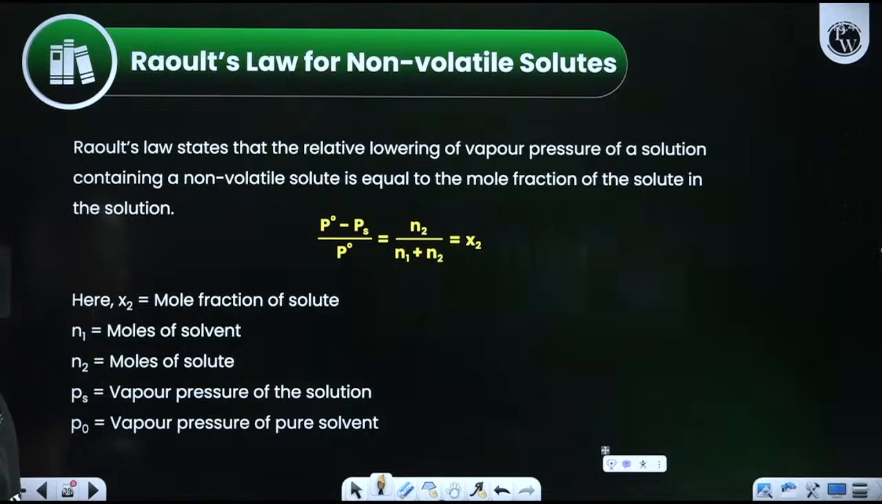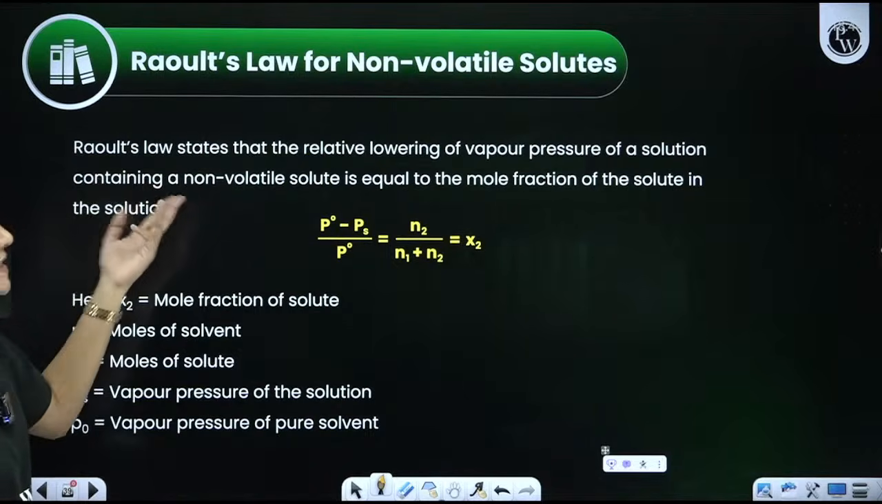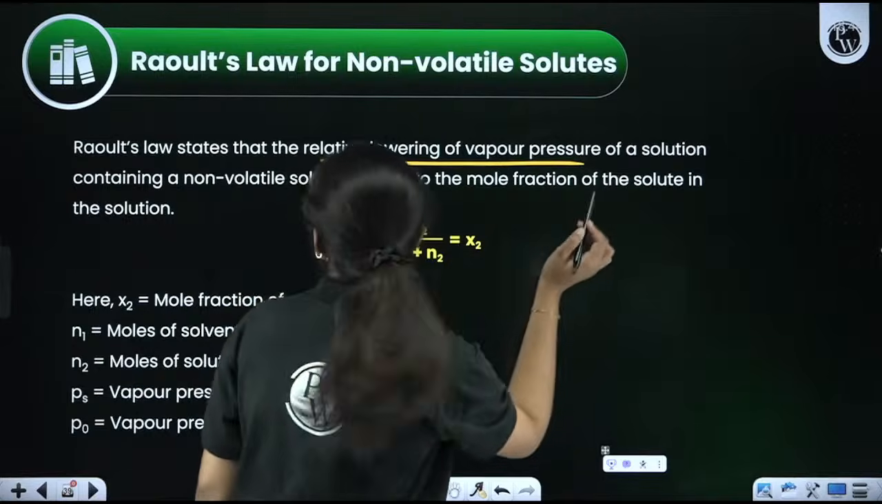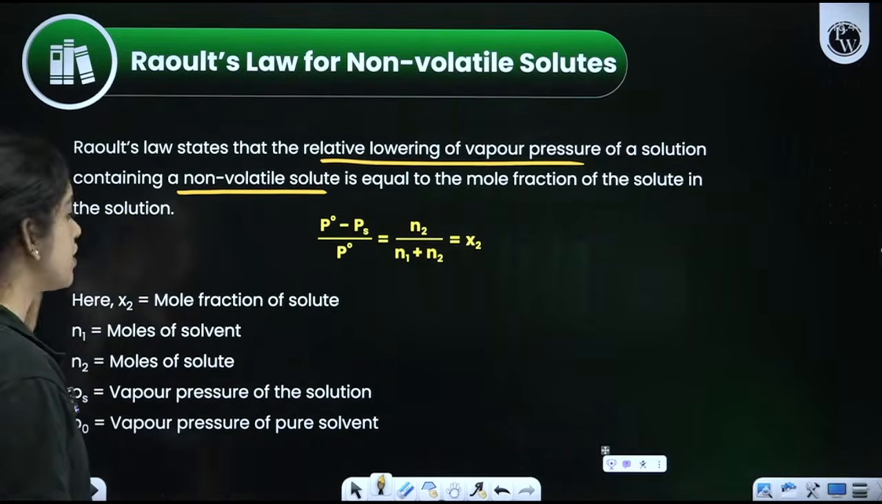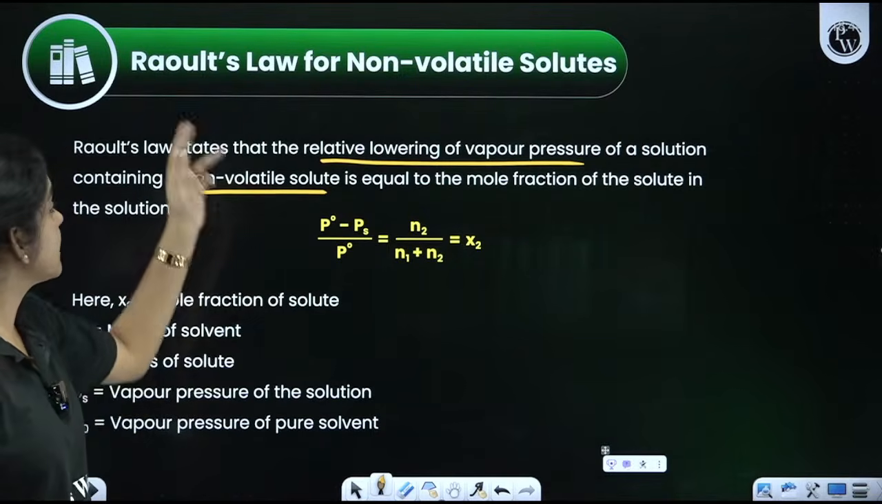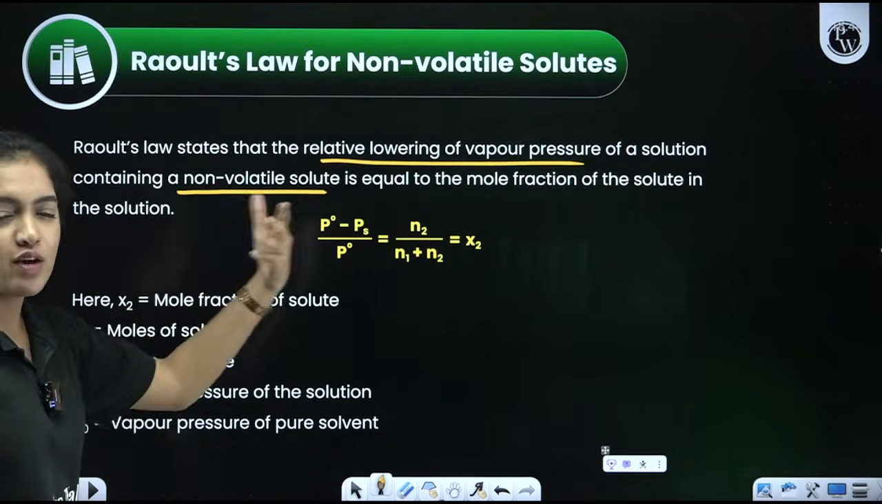Now, Raoult's law for non-volatile solutes. Raoult's law states that the relative lowering of vapor pressure of a solution containing a non-volatile solute is equal to the mole fraction of the solute in the solution. This equation is what we will learn in the relative lowering of vapor pressure, which we are going to derive now.